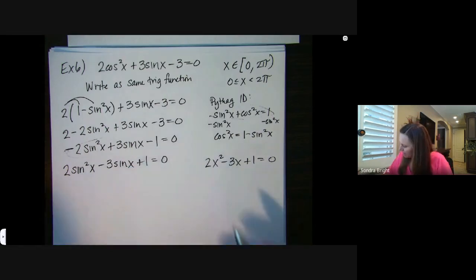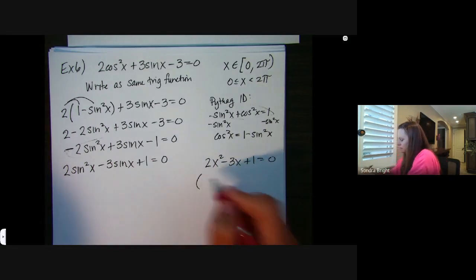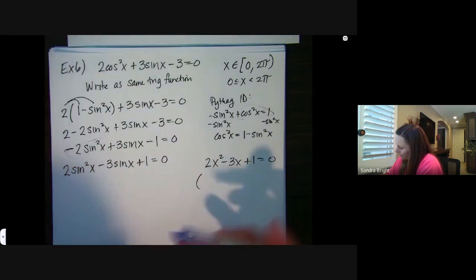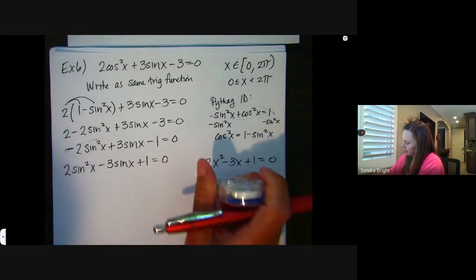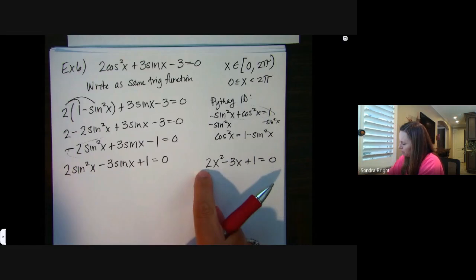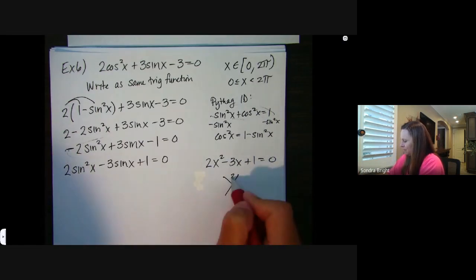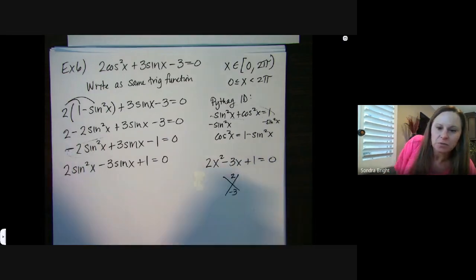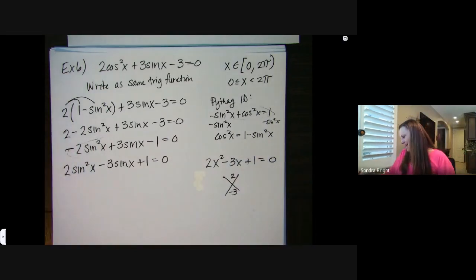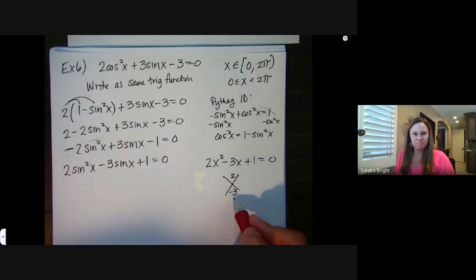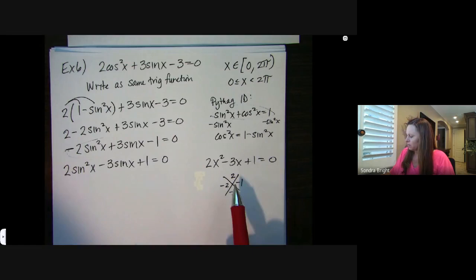So this guy factors as, well, I'll show you the long way. Do a refresher. Remember that when there was a number in front here, you're looking for two numbers that multiply to 2 times 1 and add to negative 3. So two numbers that multiply to 2 and add to negative 3 would be a negative 2 and a negative 1. Because negative 2 times negative 1 will give you a positive 2, and negative 2 plus negative 1 will give you a negative 3.